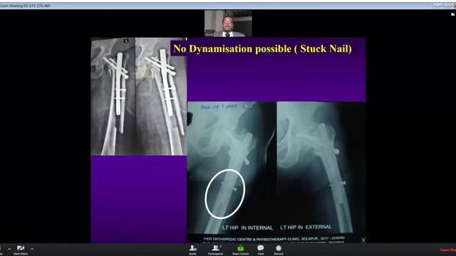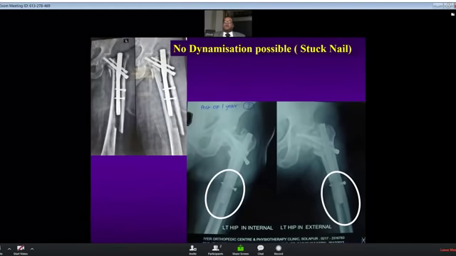You can see that the nail is thick and I have hammered the nail inside. Though I have done the distal dynamic locking, the nail is snugly fitting. Here you can see at the tip of the nail a crack also in this case.